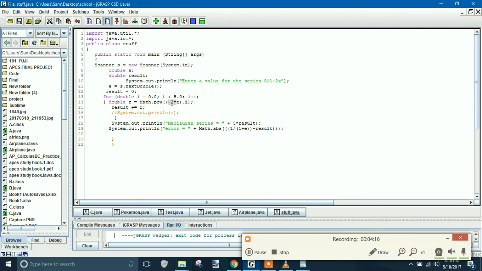So we need to multiply each value by 2, and I had the final result multiplied by 5, because of course it's 5 over 1 plus 2x. And I had to fix the program because I got rid of the initial declarations. And it gives us a Taylor series up to the fifth term.